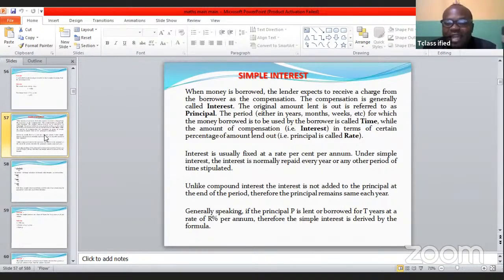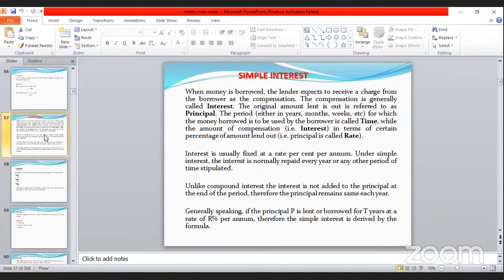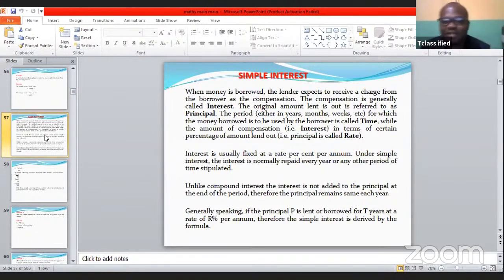The original amount, that money that you give, gives you 510,000. So that 500,000 that you gave him, that original amount, is known as the principal. Whereas that 10,000 he added on top is known as the interest.